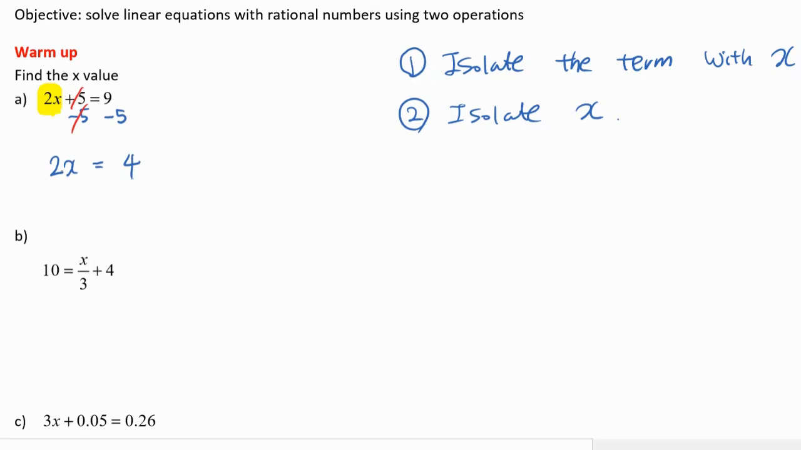Okay, so what is hiding in between 2 and x? Multiplication is hiding. So to get rid of multiplying 2, we have to divide both sides by 2. Then everyone, this will be cancelled. I get x isolated. 4 divided by 2 equals 2. 2 is the answer. So remember two steps. First, you have to isolate the term with x, and then isolate x.